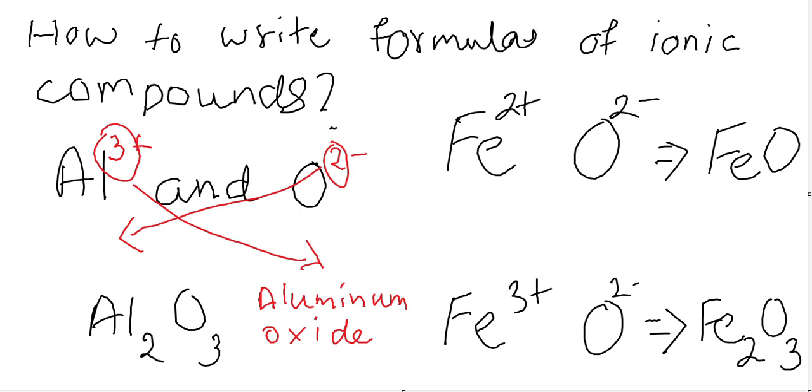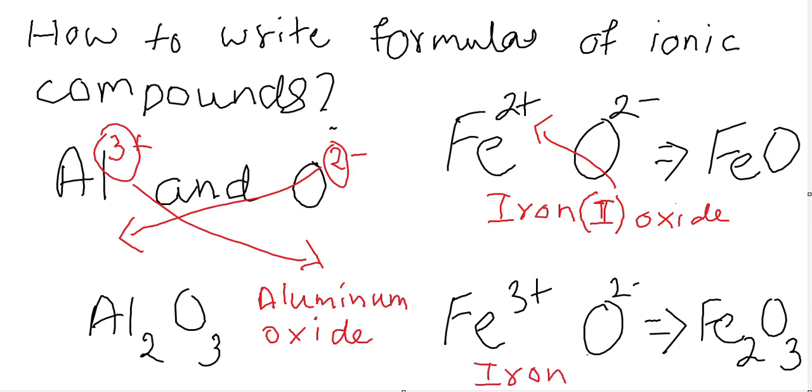The way we differentiate them is we state the oxidation number, or the charge on the metal part, in parentheses in Roman numerals. So this is iron 2 oxide. Why? Because the 2 comes from here, and down here we have iron 3 oxide. The 3 comes from here.